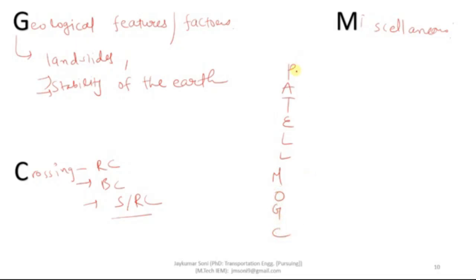So this is how you can remember the concept of this: PATELLMOGC. This is proper drainage, availability of construction material, traffic, economic factor, land acquisition, low grade and easy curves, miscellaneous. What is this O? We will be learning this in the next slide. It is obligatory points. This is itself a new concept. The G is about the geological features and C is about the crossing.